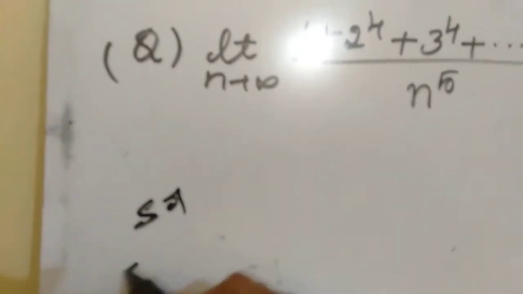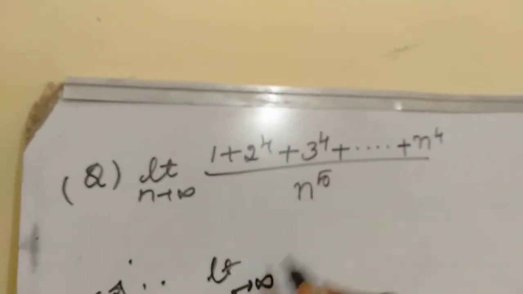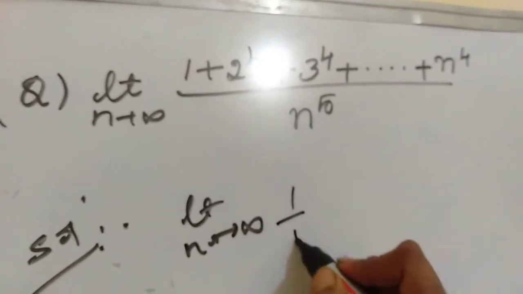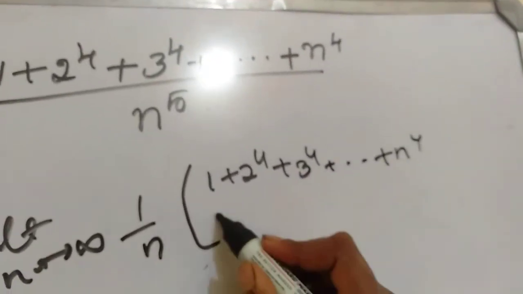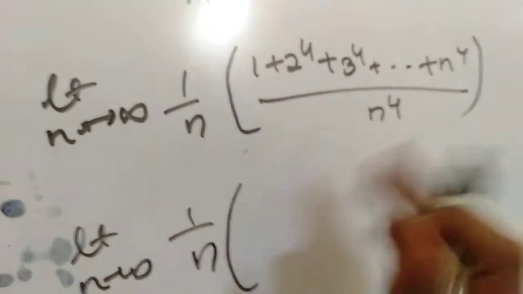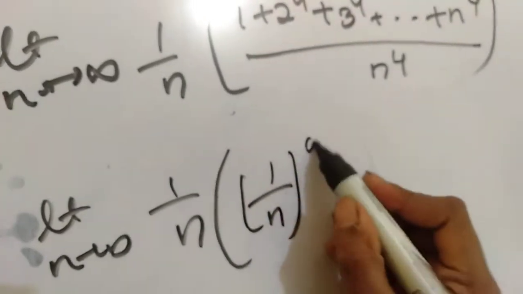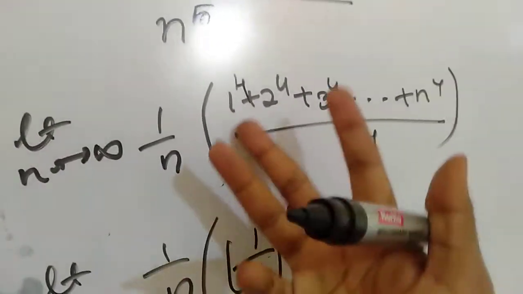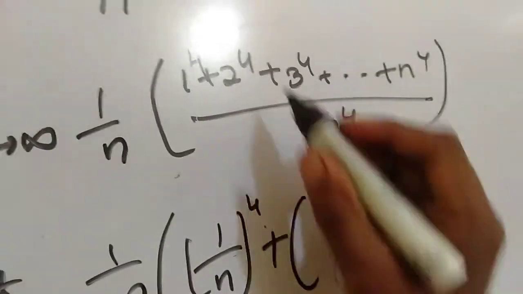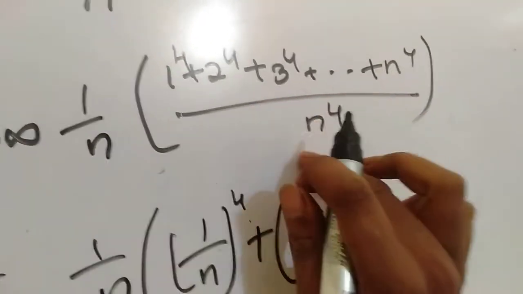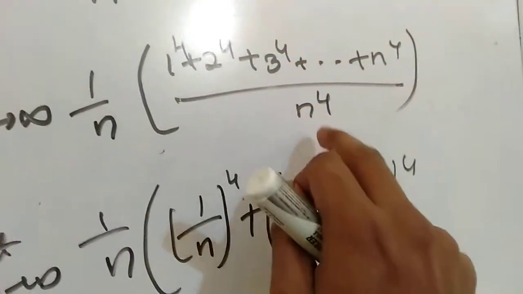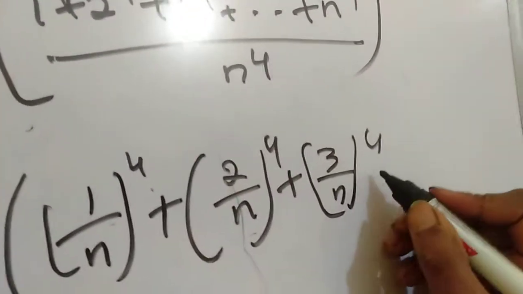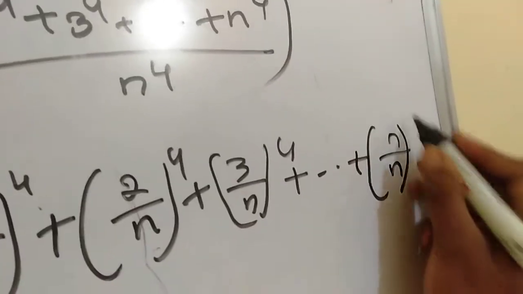Come to our problem. Solution: limit as n tends to infinity, we take the 1/n common, we get 1/n times (1⁴/n⁴ + 2⁴/n⁴ + 3⁴/n⁴ and so on plus n⁴/n⁴). Then the limit as n tends to infinity of 1/n; we separately take (1/n)⁴, plus here we take 1 to the power of 4, which means 1 only, that's why I wrote 1, plus (2/n)⁴ plus (3/n)⁴. Since numerator and denominator powers are the same, I took the whole power of 4, and so on plus (n/n)⁴, like this.